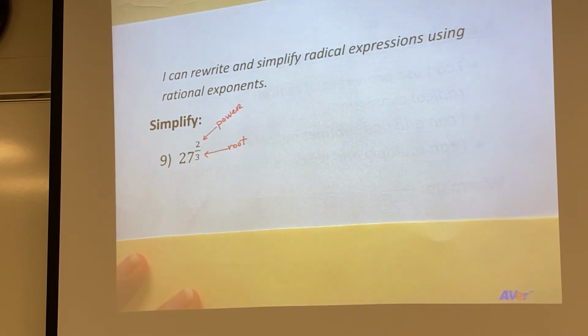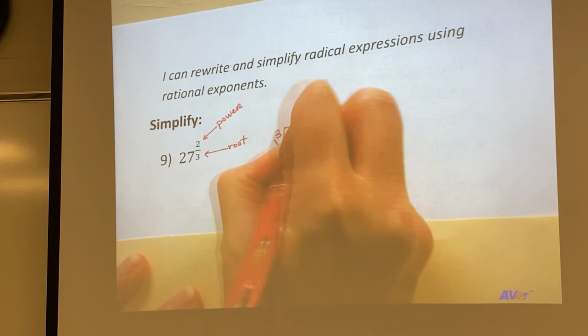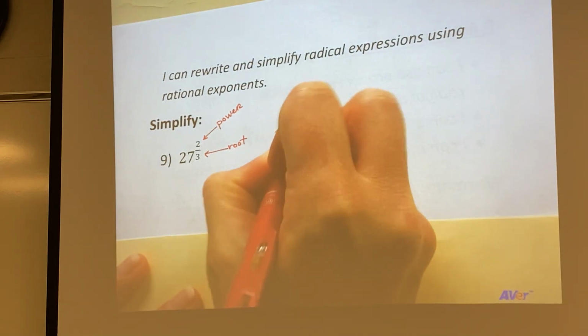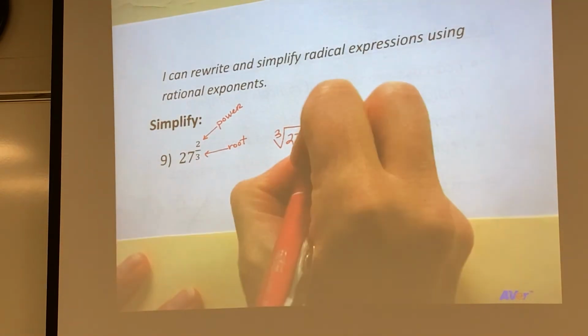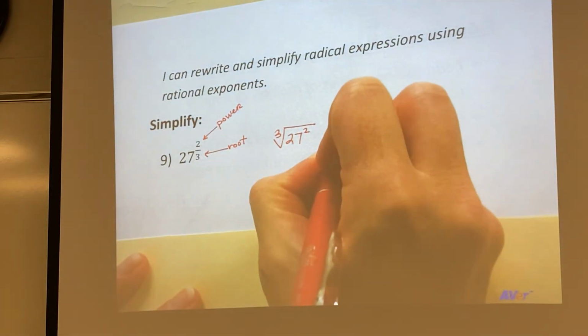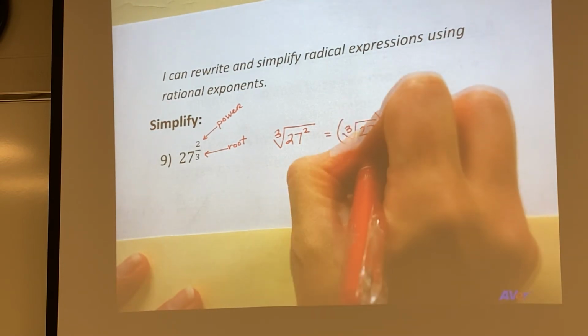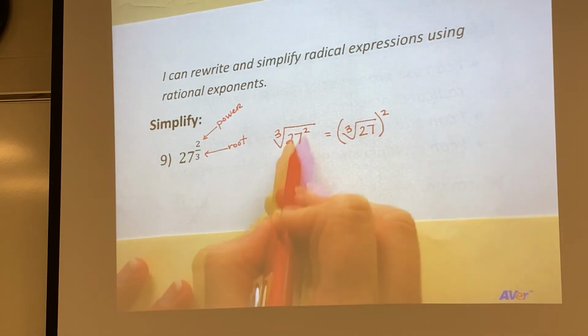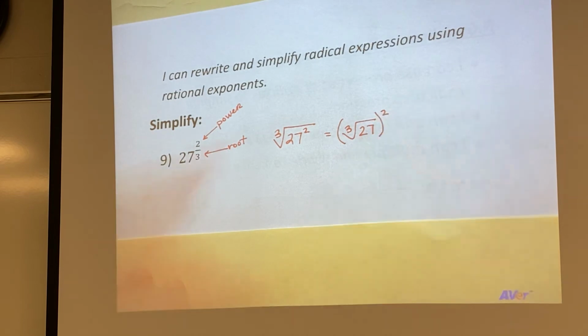So the directions want us to be able to rewrite this as a radical and then also to be able to simplify it. So if we were to rewrite this as a radical, remember 3 is the root, so we'd have a cube root of 27 squared. Now that could also be written as cube root of 27 and that whole thing squared. So you can square first and then take the cube root, or you can take the cube root first and then square. They're the same thing, but one way is easier than the other.